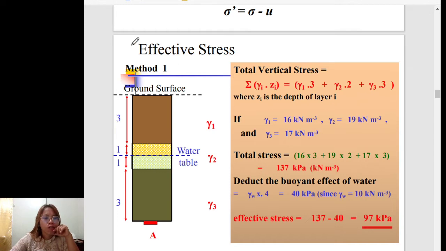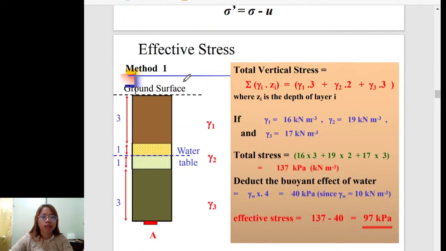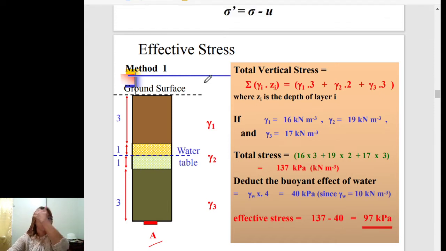We have the computation of the effective stress. Actually, there are two methods, method 1 and method 2, presented here. So, what is the vertical stress at point A? We are now targeting the vertical stress at point A. For method 1, what was done is the summation of stress. Let us look at the figure. You have here different layers of soil.